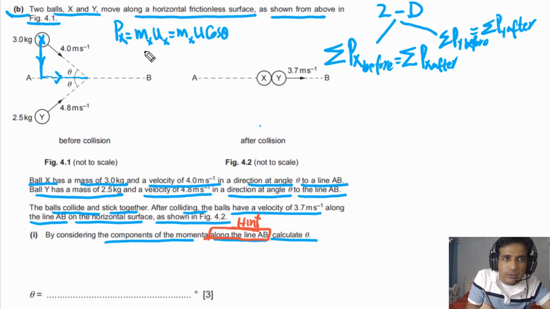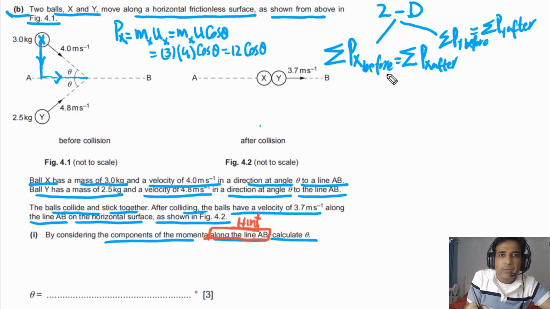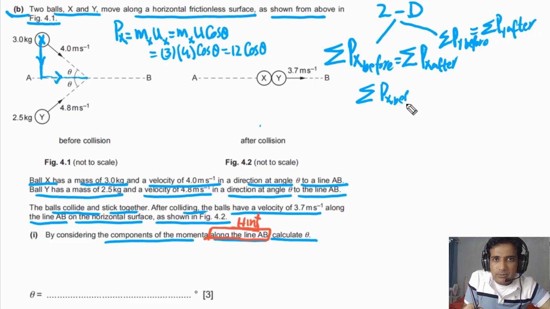Now simply we need to plug in these values. Mass of x is 3 kg and speed is 4, and cosine of theta. We can write down simply this is equal to 12 cosine of theta. So this is the sum of momenta before collision. So we can write down momentum before, and this one has to be equal to the sum of momenta along x after. So here is after. We will use this principle.